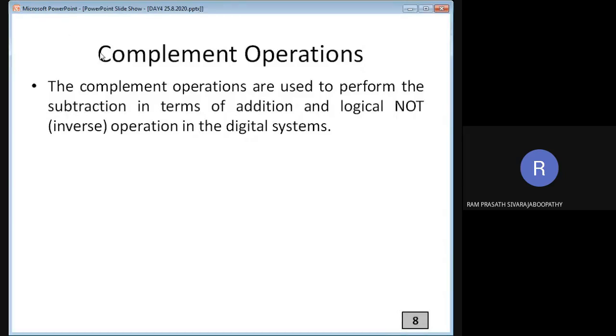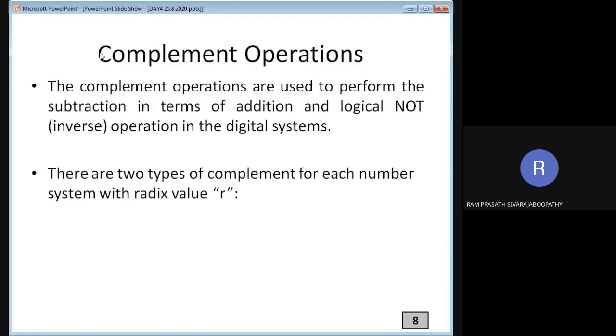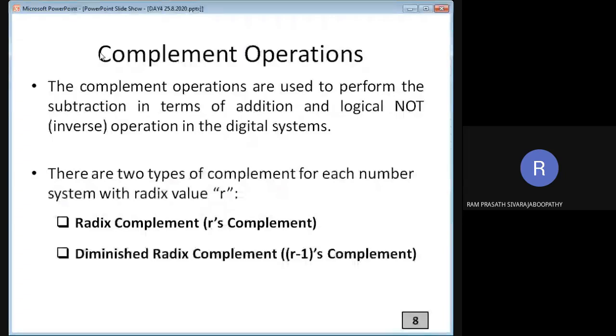There are two types of complement operation for each number system with radix value r. One is radix complement, or simply r's complement. The other is diminished radix complement, or we can say r minus 1's complement. So this is the wording we are going to use hereafter: r's complement and r minus 1's complement only.